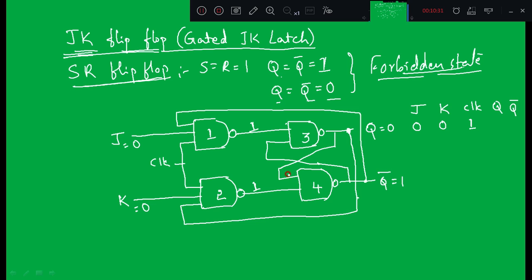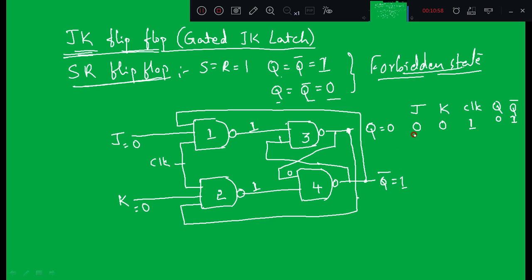So if the second input is 0, then the output is high. If the second input is 1, then the output is 0, right? Now, for the fourth gate, Q is 0, so the second input will be 0, so the output of the fourth gate will be equal to 1, right? And since Q bar is high, which is connected to the second input of the third gate, so 1 and 1, Q is equal to 0. That means the output will remain in its previous state. That is, there is no change in the state, right?